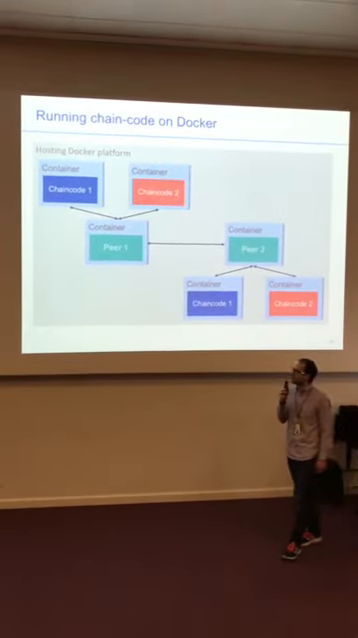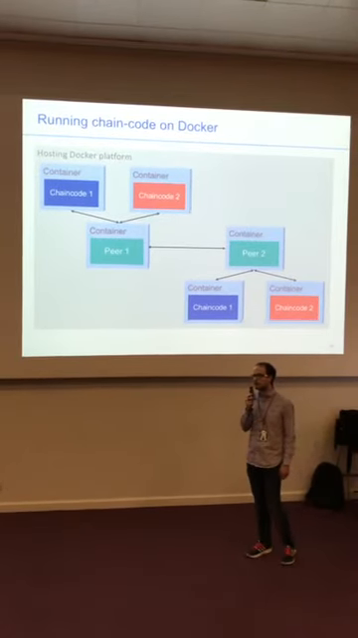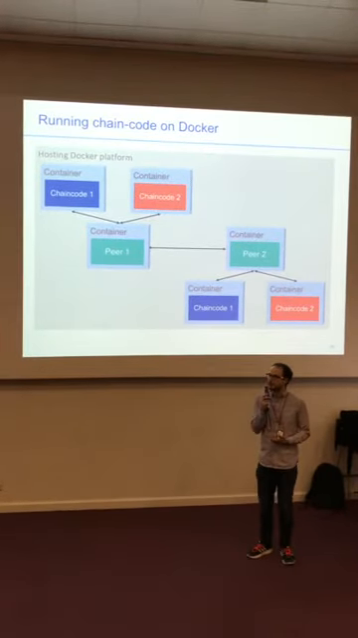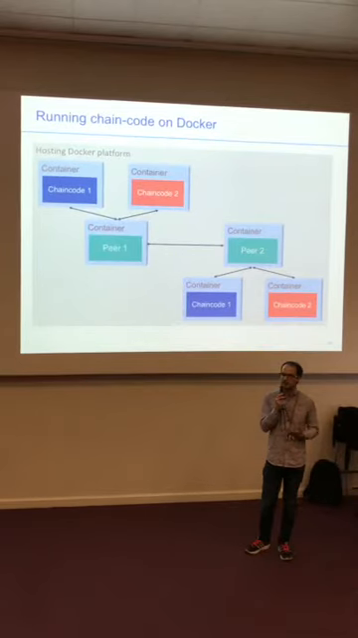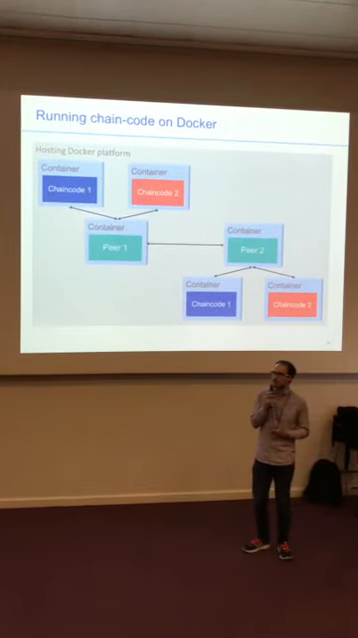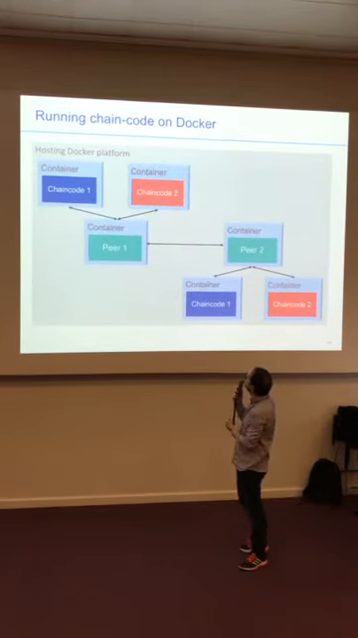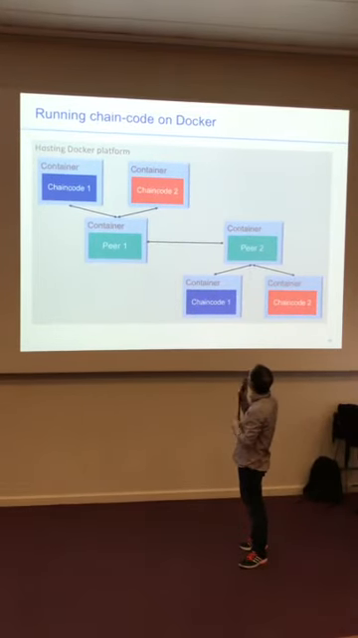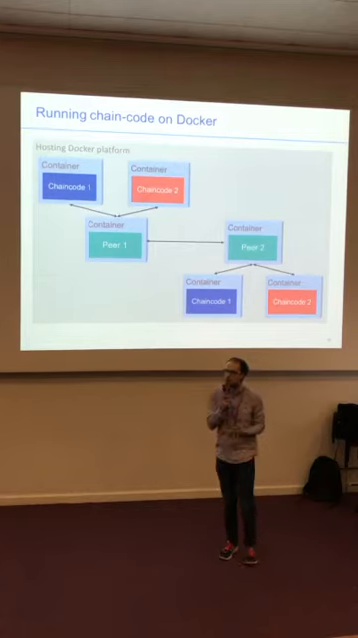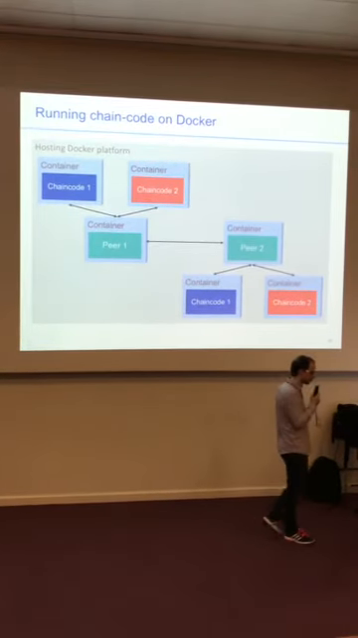Each peer ends up with its own copy of each smart contract. So if you have 4 validating peers in your network, you'll end up with 4 running instances of your smart contract on each system. So we have a 2-node network here, and they both have a copy of chaincode 1 and chaincode 2. They have their own running copy of the smart contract.